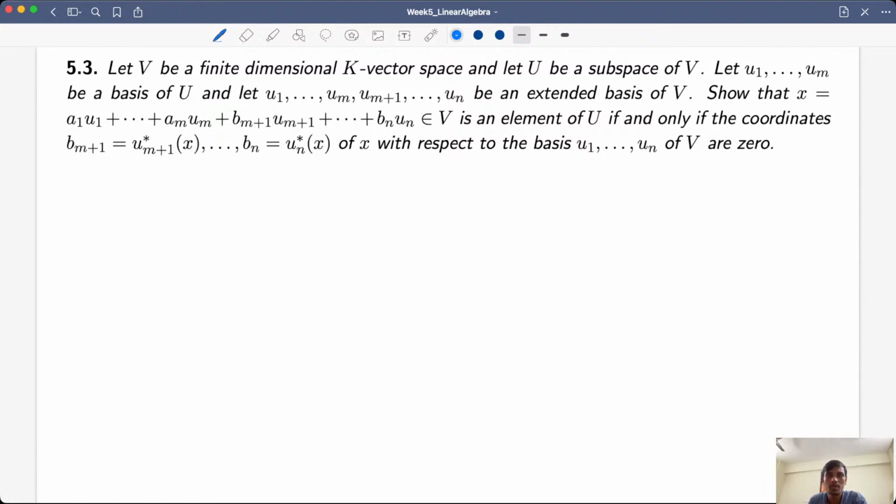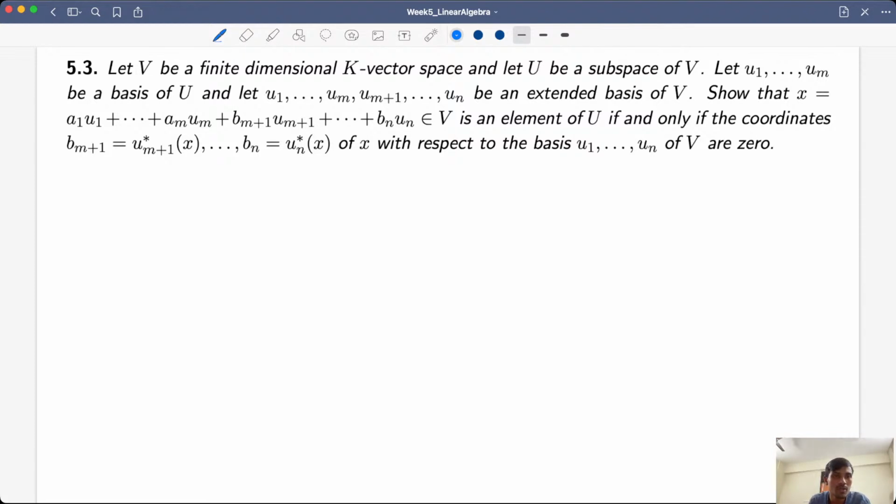Then if you take any element x in this vector space that is written as a linear combination of the basis vectors u1 through un, then it belongs to your subspace U if and only if the coordinates with respect to the basis u1 through un are all 0.